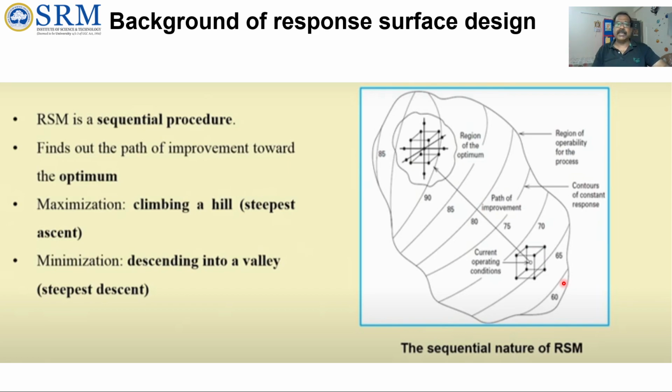How much step size? For example, the current operating condition is 10,10. If I am increasing, the next level should be, equally, 12,12, then the next step is 14,14, then 16,16. The uniform interval we need to maintain. Or if it is a steepest descent, instead of 10,10, it may be 8,8, 6,6, 4,4, like that. So we should remember that in steepest ascent or descent, the interval needs to be uniform, and the direction, once decided, is perpendicular.